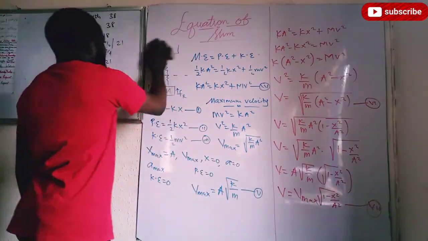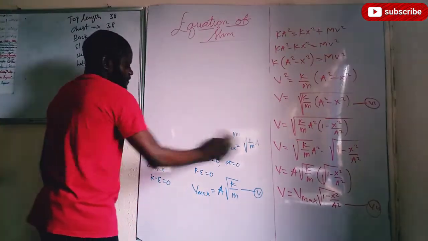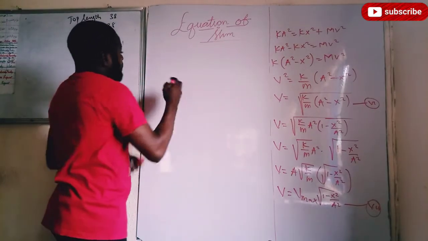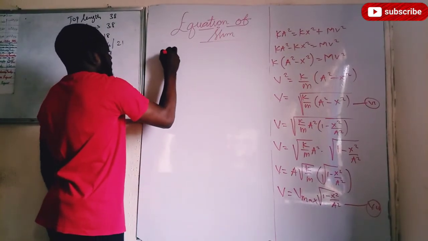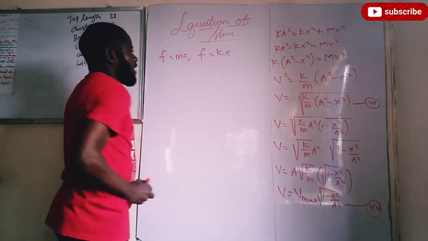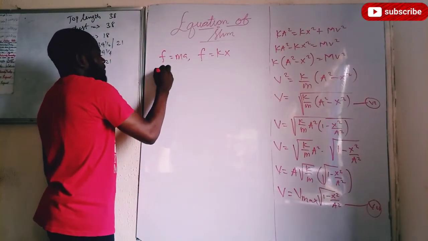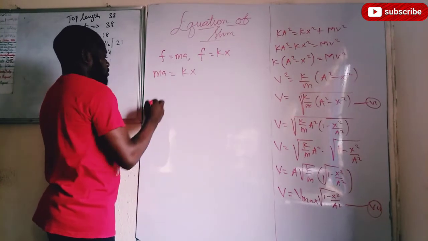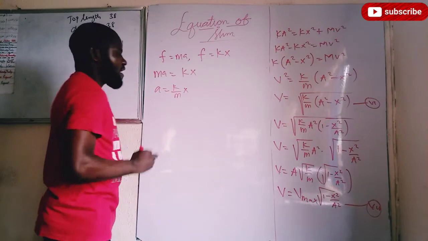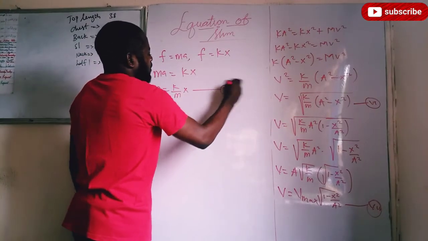And the next thing that we need to consider again now is the acceleration. So we are looking for the maximum acceleration now. For us to get the maximum acceleration, what are we going to do? We just quickly recall that f is equal to ma, also f equal kx. So if I equate these two now, I'll be having what? ma equal kx. So a equal k divided by m multiplied by x.